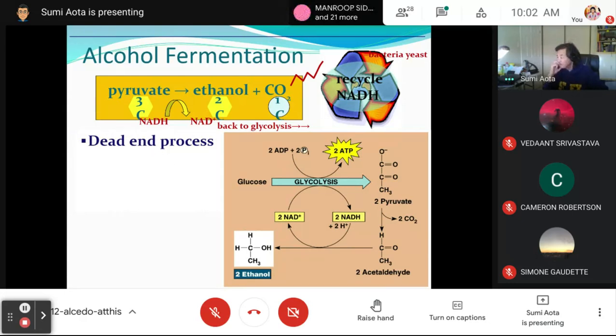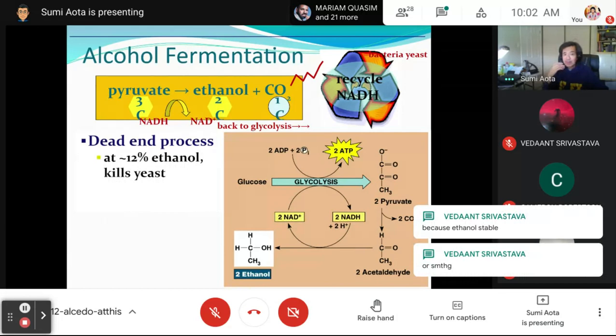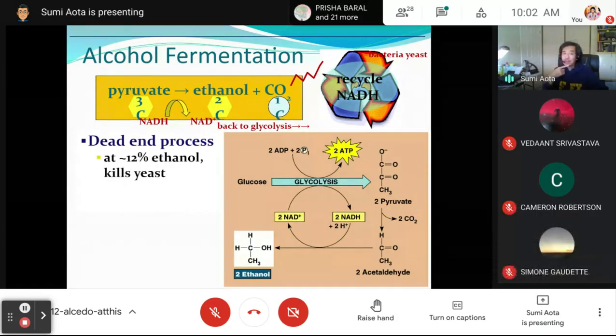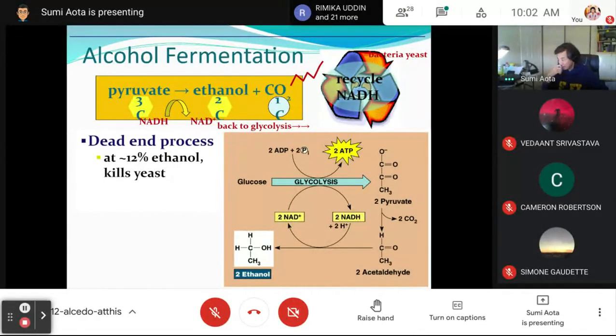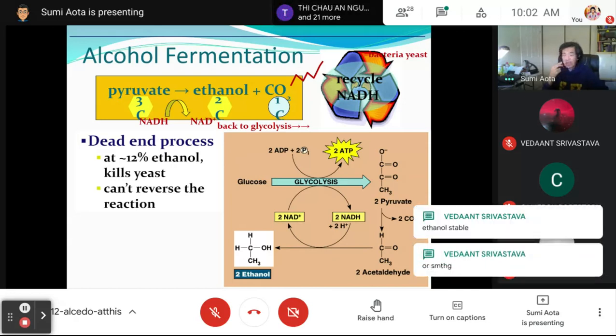Why? Yeast at about 12% ethanol is going to be killed by it. Why can't we reverse the reaction? This is why it's a dead-end process. This chemical reaction is irreversible. Why? Not because the ethanol's stable.